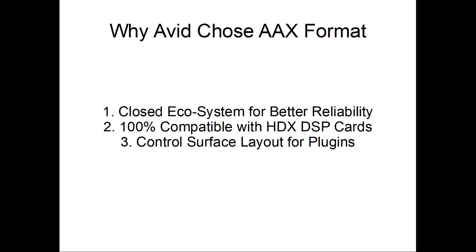Number three on this list is control surface layout for plugins. Again, doesn't sound very, very big, but if you have a control surface such as the Avid S6 or S1, S3, everything will lay out similar to all the other plugins. So say a compressor plugin, when you put it on the control surface and it lines up with all the knobs on the control surface, threshold will always be in the same place. Ratio, attack, release, it'll always show up in the same place. So it's just a better workflow overall. So that's just a few reasons why they chose to create their own proprietary format.